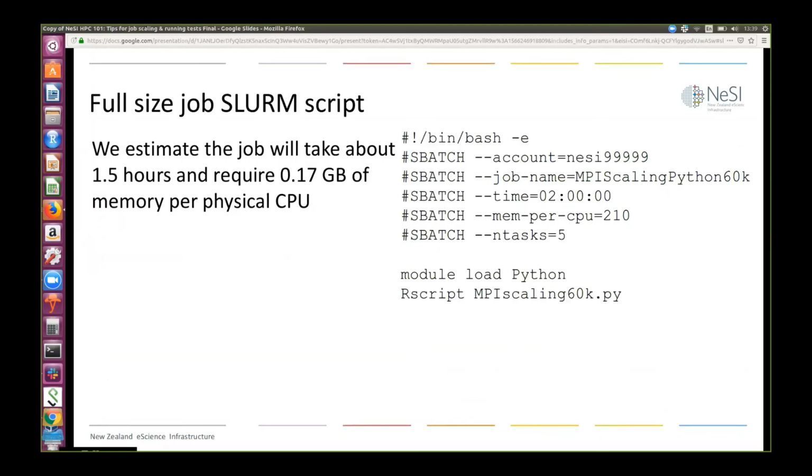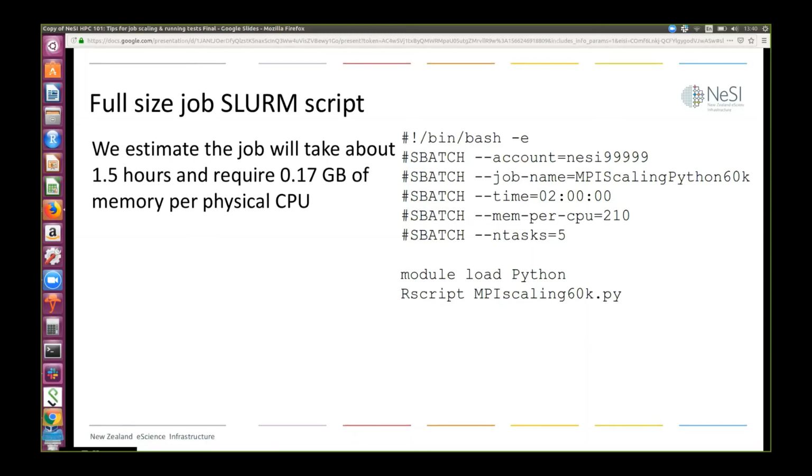And so this is our last job. We're going to assume it's going to take 1.5 hours because of how we did the scaling. We're going to assume it's going to take 0.7 gigabytes of memory per physical. Actually, got to fix that one. I just made a mistake. I just realized it's 0.7 gigabytes of memory per task, not per physical CPU.